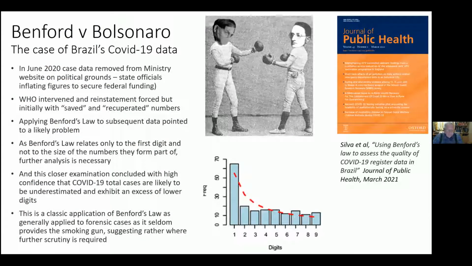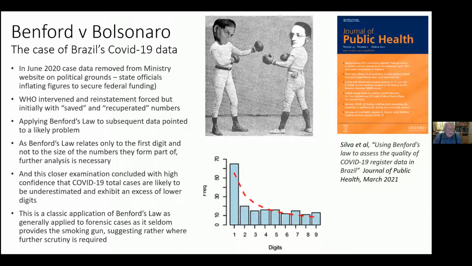The other one, a very recent publication, just in March, is about the COVID-19 data coming from Brazil. The history there was that Brazil withdrew its publication of cases and deaths on political grounds, because they felt that the states were overstating the figures in order to increase their funds. But WHO said that wasn't allowed, and the lawyers in Brazil agreed, and they got the numbers reinstated.